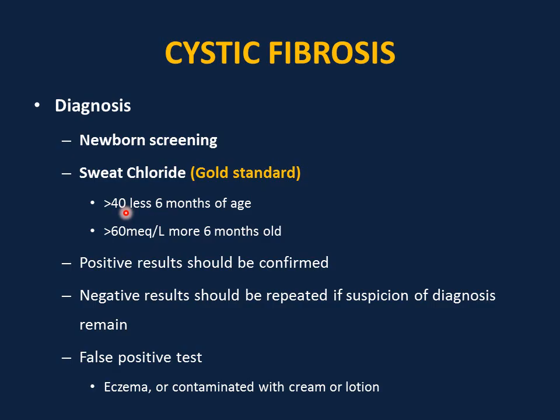More than 40 in less than 6 months is diagnostic. More than 60 in a child more than 6 months of age is diagnostic. Positive results should be confirmed, and negative results should be repeated if you're still suspicious about the diagnosis of cystic fibrosis. False positive can be associated with a skin problem in general, for example, eczema contaminated with cream or lotion.